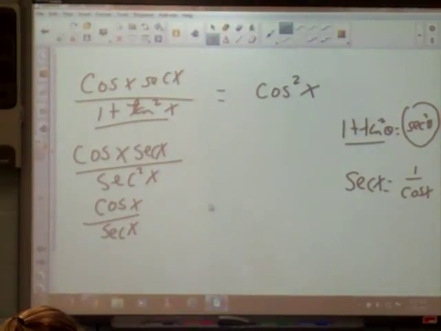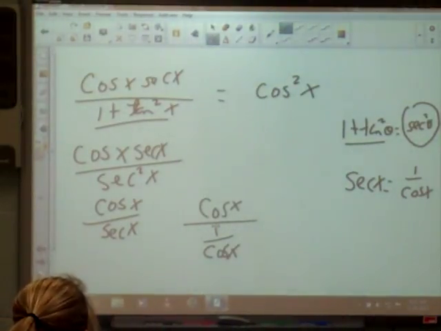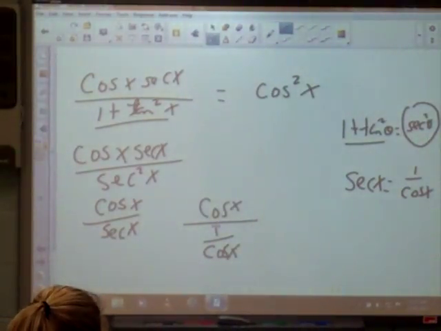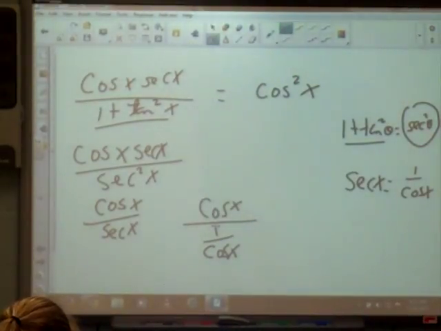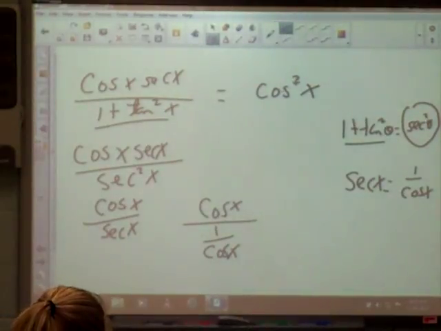So this is going to be cosine of x over 1 over cosine of x. Now that looks ugly, but I'm excited because I'm just one step away. When we divide by a fraction, that's the same as multiplying by the reciprocal, right? And so what's cosine times cosine? Cosine squared.